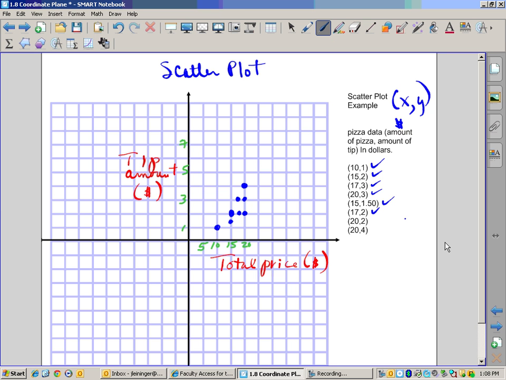So this is just a real brief example of plotting some data. And now we kind of look at it and see, do we see any kind of pattern? And the general pattern here is that the more pizza I sell, generally speaking, the more tip I get. And this is a simplistic example, but scatter plots are used to tell about trends in data, and hopefully we'll be able to do some of that on our graphing calculator.